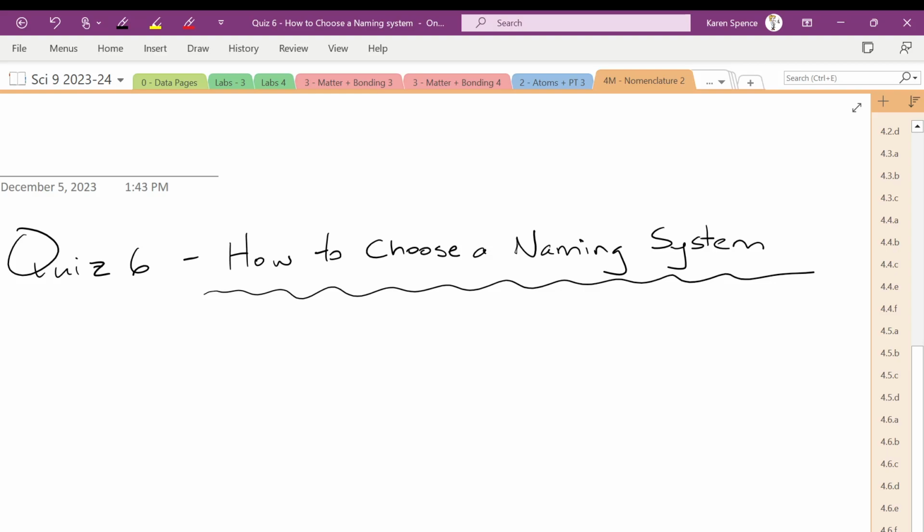But the bulk of people are ready for quiz 6, or will finish quiz 5 and be ready to do quiz 6 today. So let's take a look at how to choose the naming system. The first choice, and I can print this out for you if you would like when I'm finished, so you don't have to write it down. You can just watch.